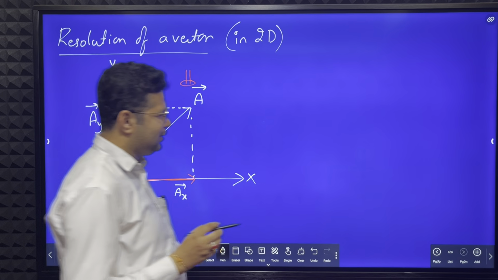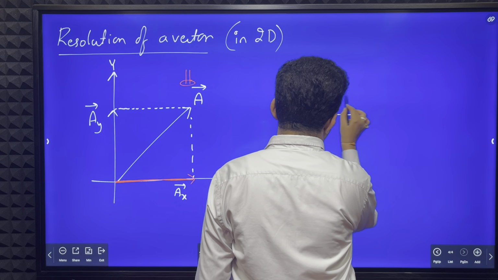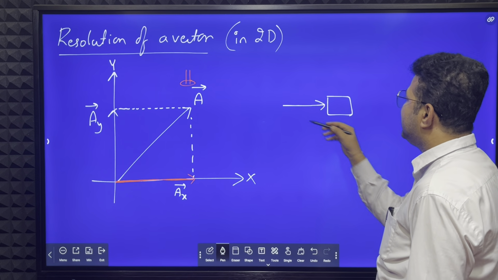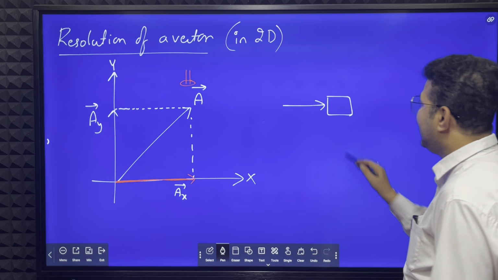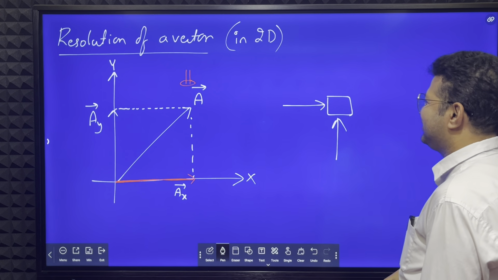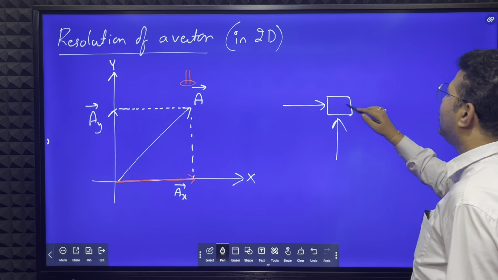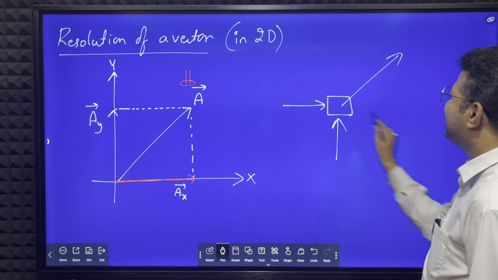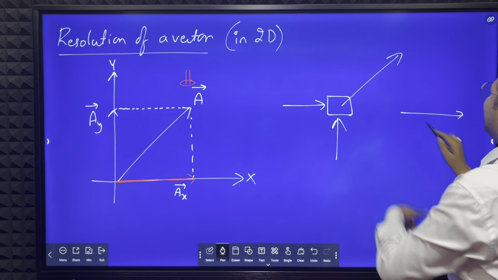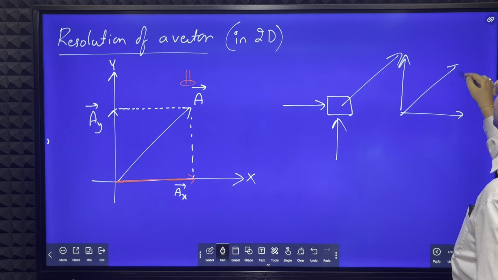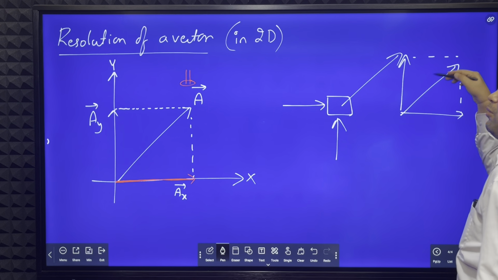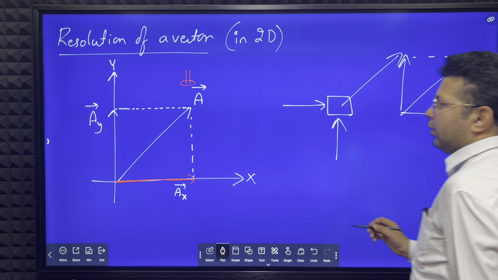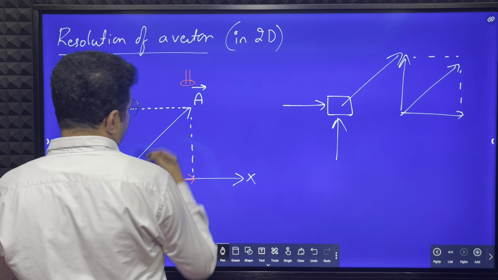Basically, what I'm explaining is, say there is a block. One person is pushing the block in this direction. Another person is pushing the block in this direction. Where will the block go? The block will go like this. See, this is one vector, this is another vector. Where is the resultant? This is the resultant, according to parallelogram law of vector addition. Now here, see, this is our vector A.